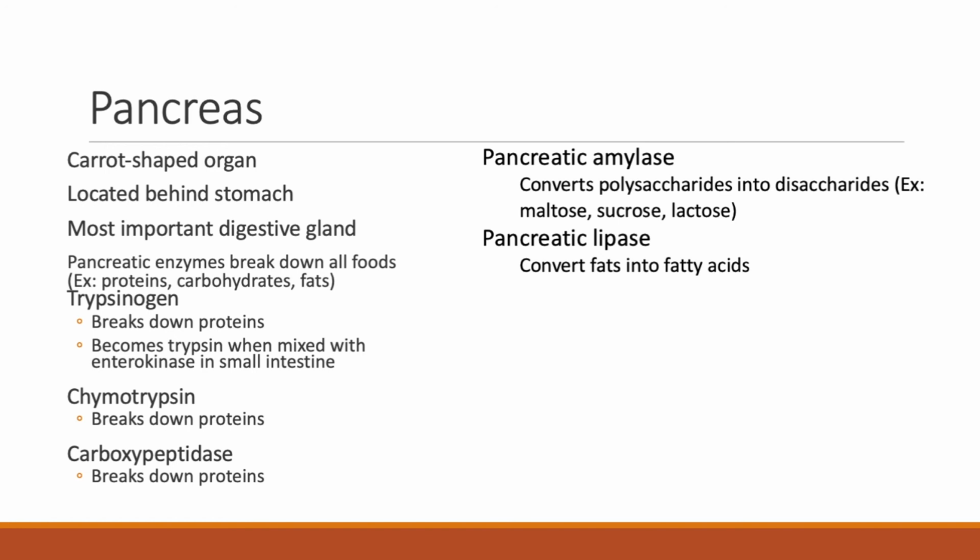The pancreatic enzymes break down all foods: proteins, carbohydrates, and fats. Trypsinogen breaks down proteins, becomes trypsin when mixed with enterokinase in the small intestine. Chymotrypsin breaks down proteins, and carboxypeptidase breaks down proteins. Pancreatic amylase converts polysaccharides into disaccharides, for example maltose, sucrose, and lactose. And the pancreatic lipase converts fats into fatty acids.